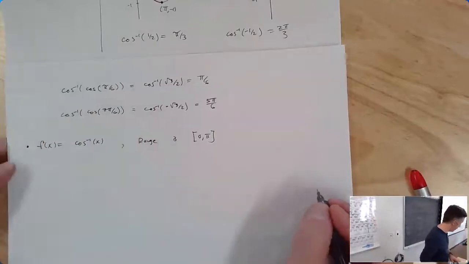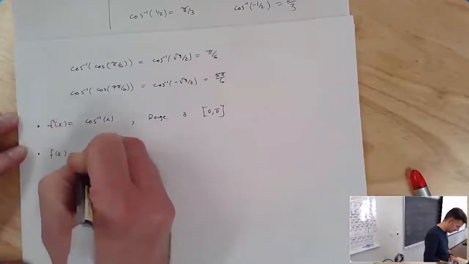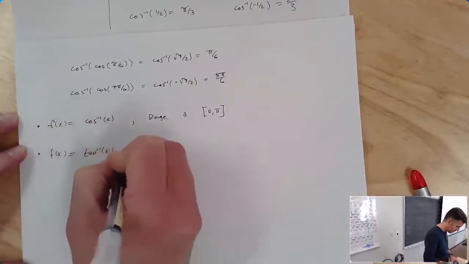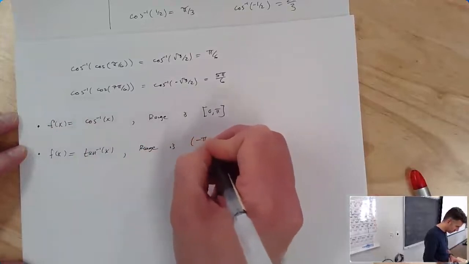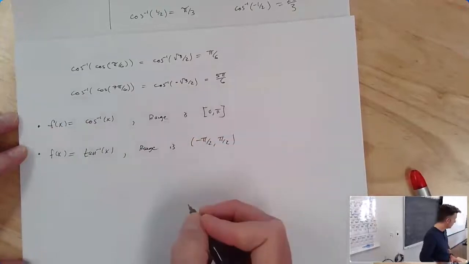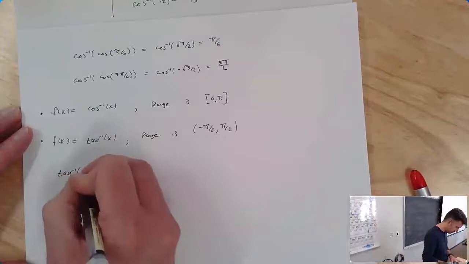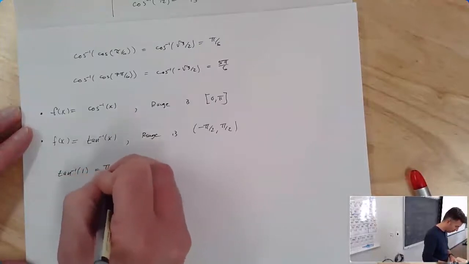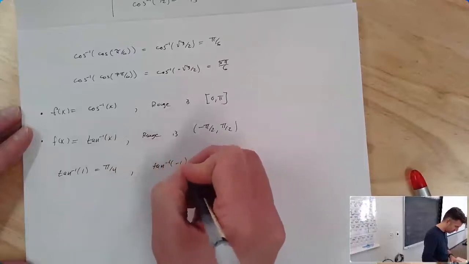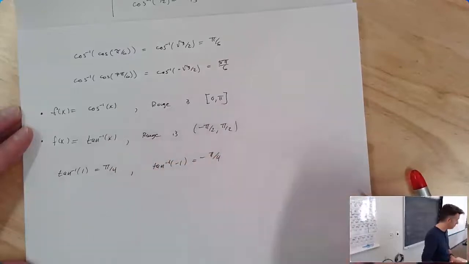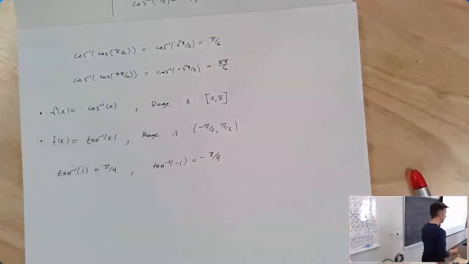And to go along with that, I will also say the following. If your function is the inverse tangent of x, the range is negative pi over 2 to pi over 2. So for example, if we're taking the inverse tangent of 1, we're going to get pi over 4, whereas the inverse tangent of negative 1 is negative pi over 4. It works very, very similarly to inverse sine, which is nice.